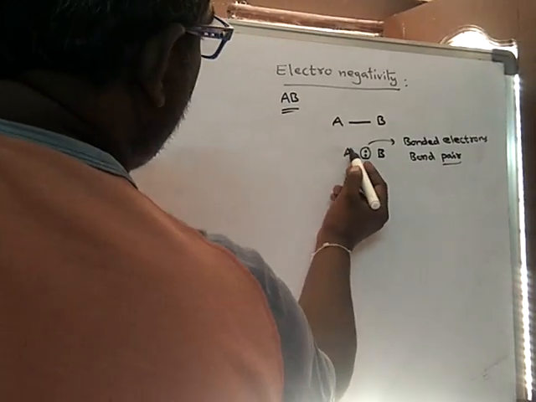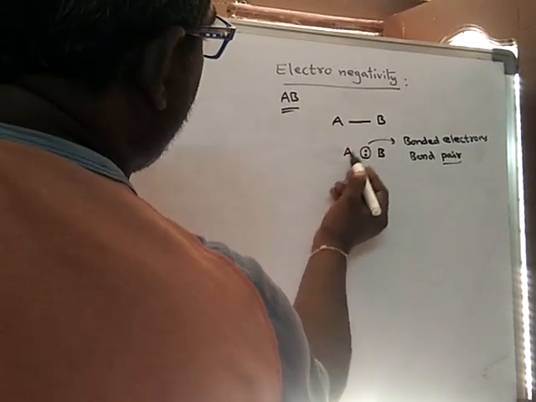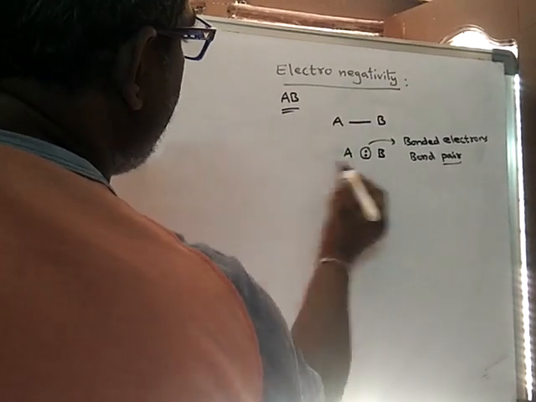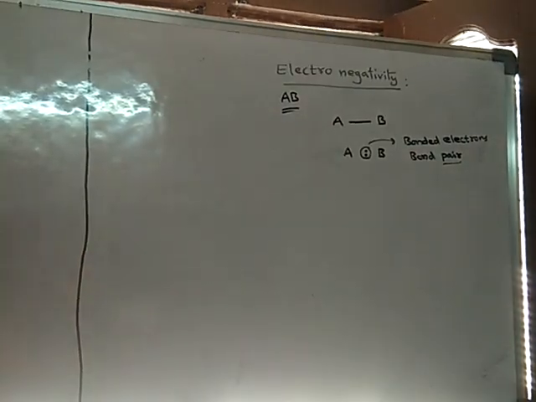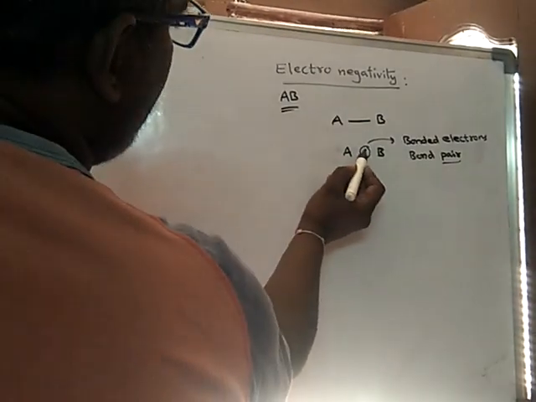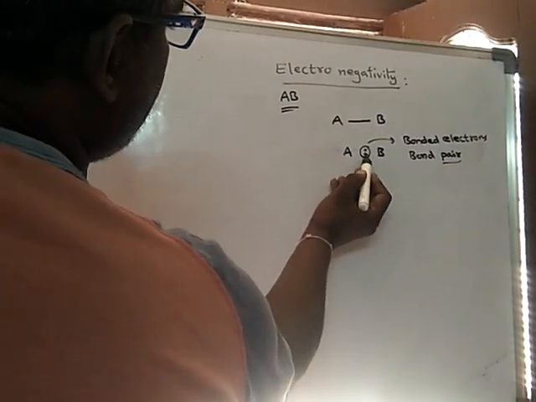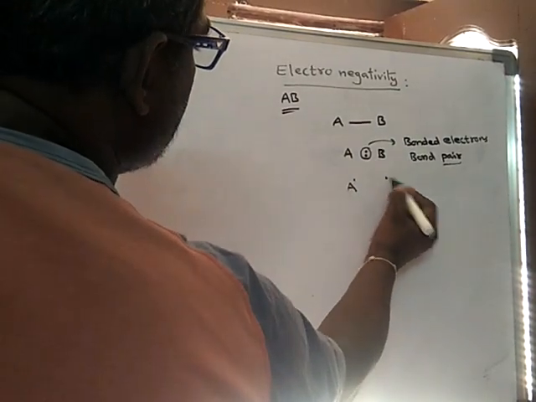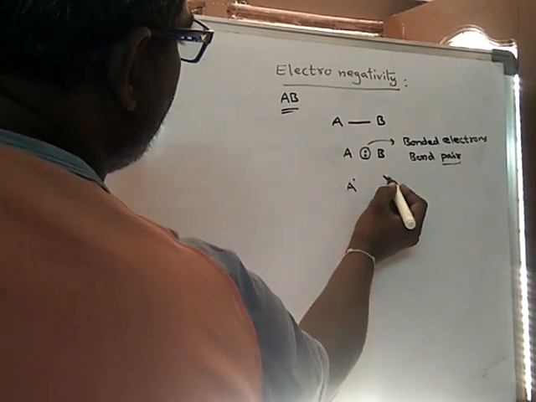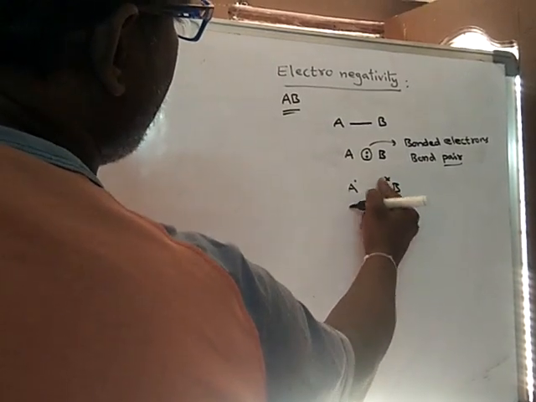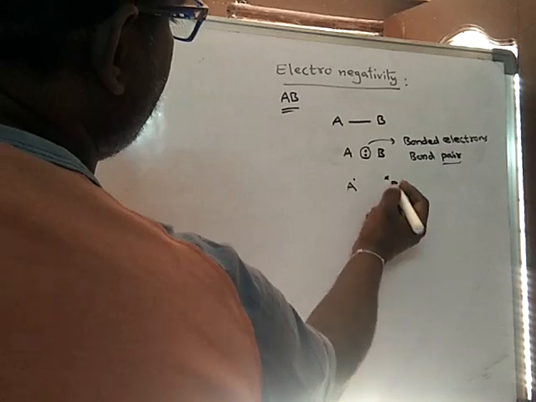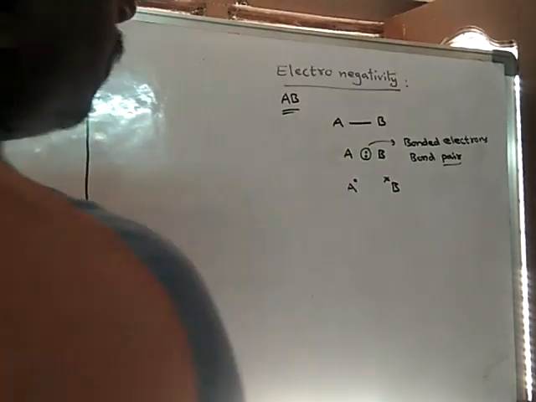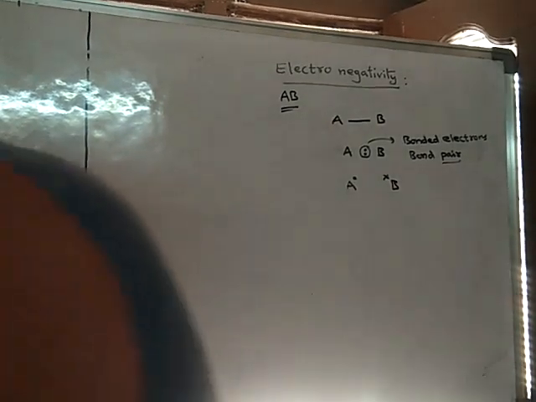Suppose this is an atom A and this is an atom B, and these are two electrons. Out of these two electrons, one electron belongs to A and another electron belongs to B. So initially, atom A and atom B possess one electron each. I am denoting one atom's electron with a cross, and the other atom's electron with a dot.